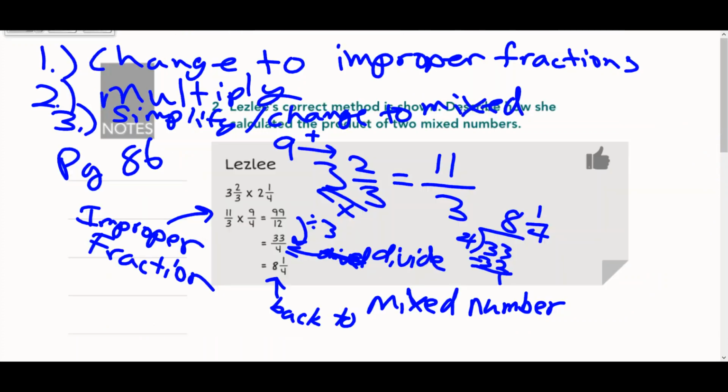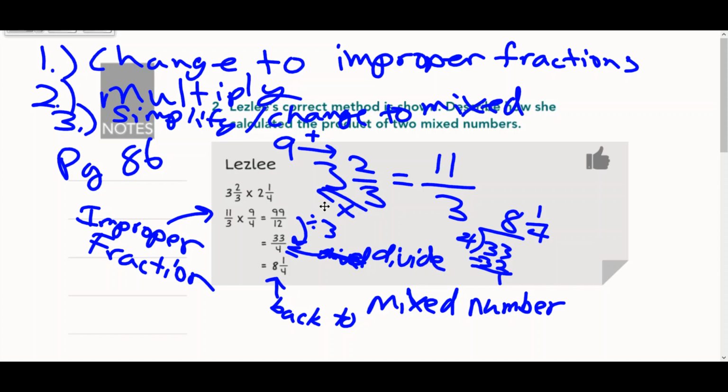But what if it's not just a straightforward fraction? What if it's a mixed number? Well, we looked on page 86 at this example, and we talked about the steps. She went from a mixed number to an improper fraction, still multiplied across the top, and then simplified, and then turned it back to a mixed number.